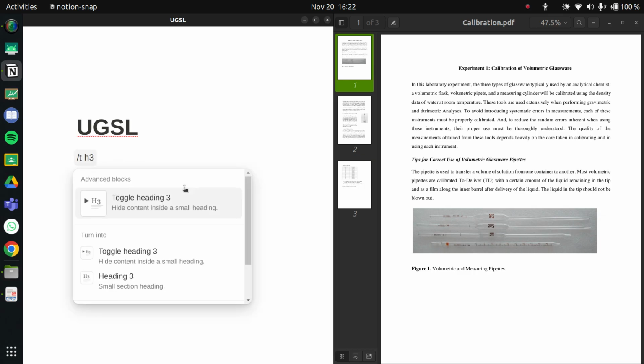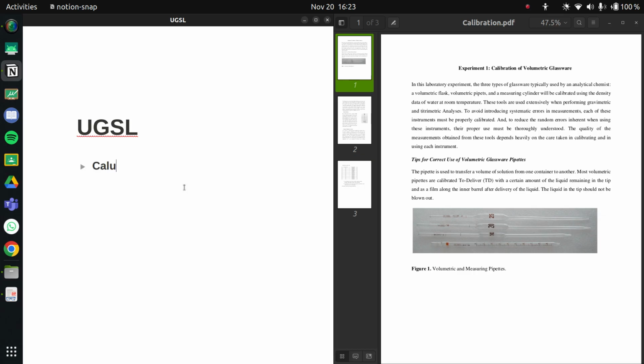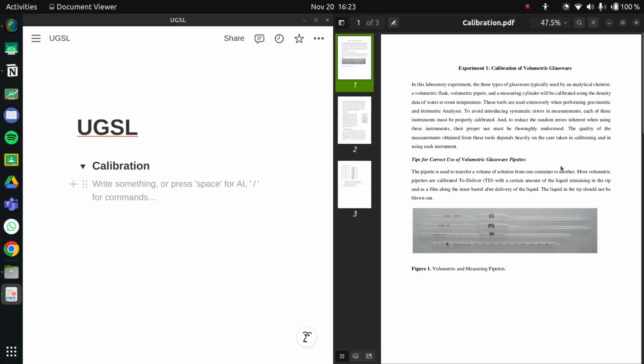First thing that we want to do is experiment 1, which is the calibration of volumetric glassware. This was something which we didn't actually ever use again because we had new glassware every single time. So in this laboratory experiment, there are 3 types of glassware typically used by analyst chemists: a volumetric flask, a volumetric pipette, and a measuring cylinder.